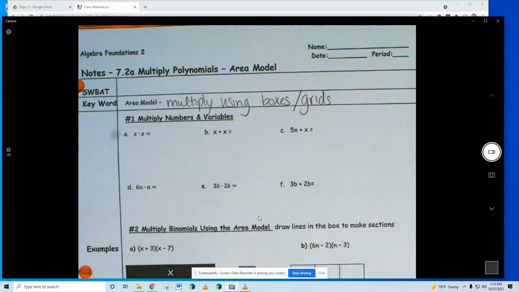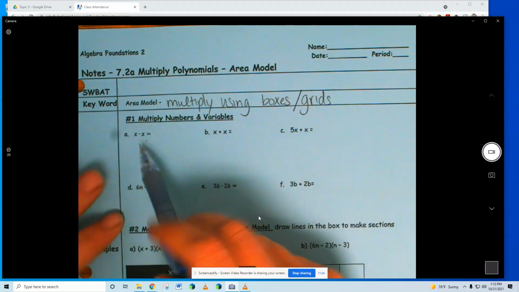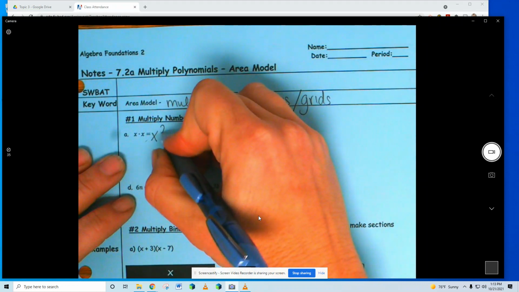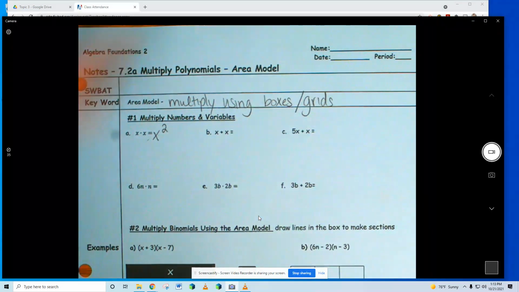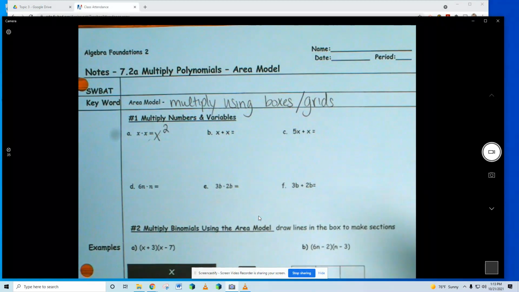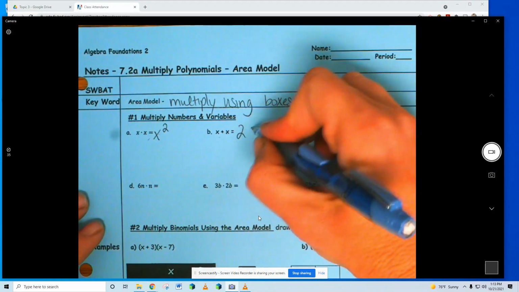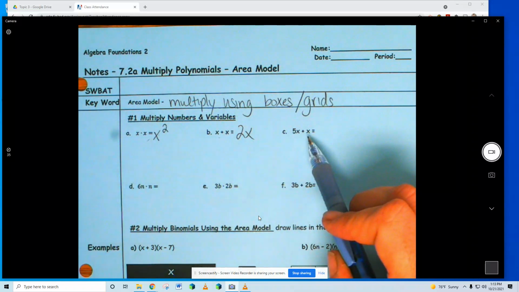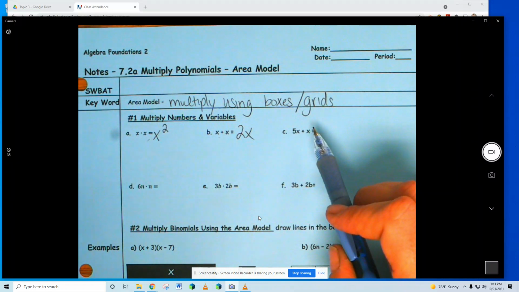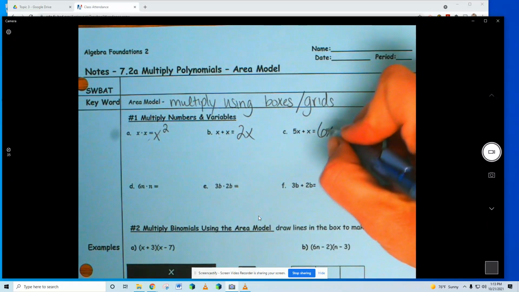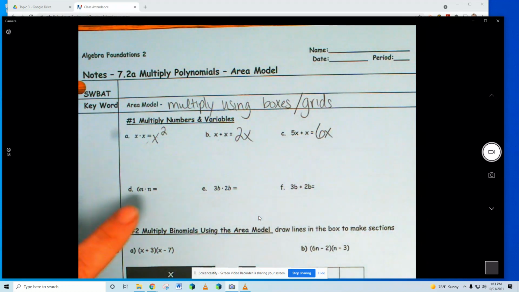So here we go. What was x times x again? X squared, we say. Good. What about x plus x? Part C, 5x plus another x. 6x. Yep. You guys are on it. Very good. Okay. I did one like this on the board, but 6n squared.